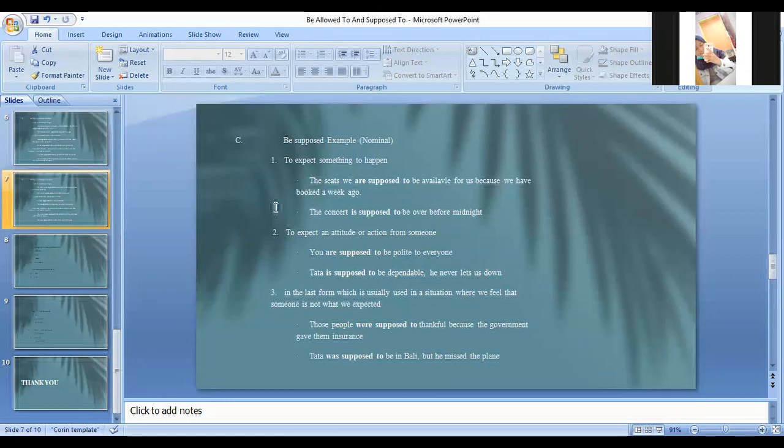Three, in the past form, which is usually used in a situation where we feel that someone is not what we expected. One, those people were supposed to be thankful because the government gave them insurance. Two, Tata was supposed to be in Bali, but he missed the plane.